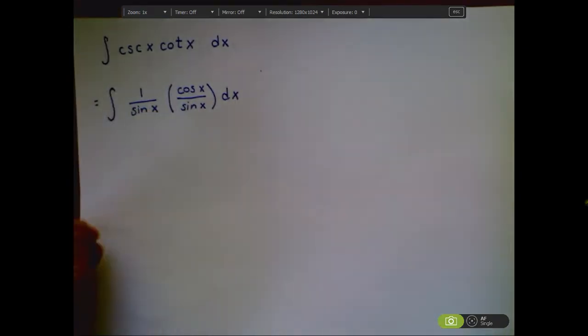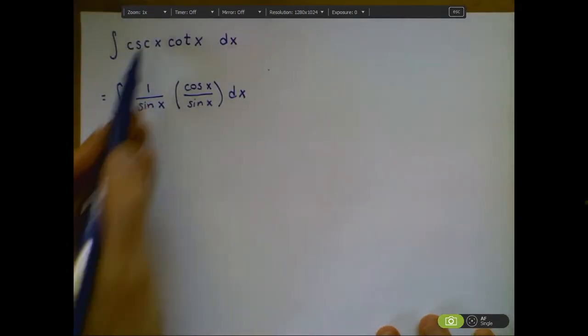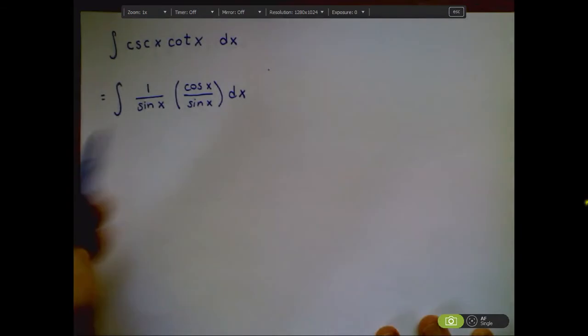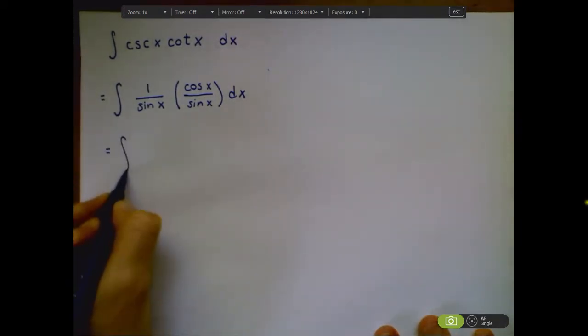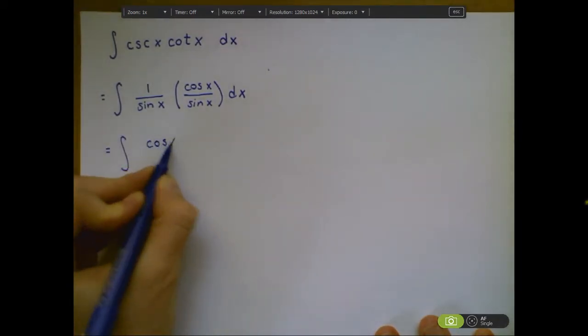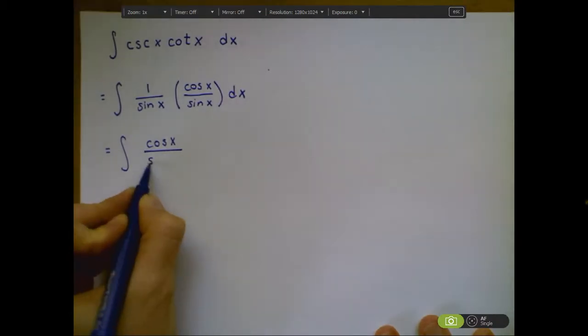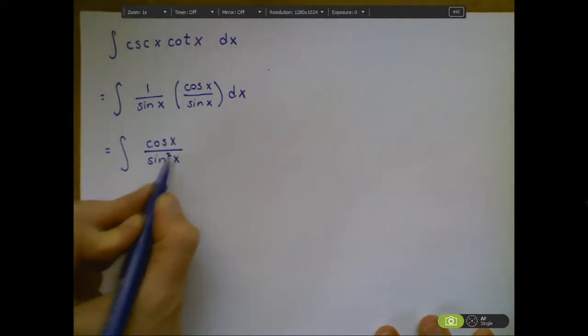I haven't done any integration. There's no calculus here. I'm just converting these into their basic pieces and rewriting it. Now when I rewrite it, I have a cosine x in the numerator, and I have a sine squared x in the denominator.